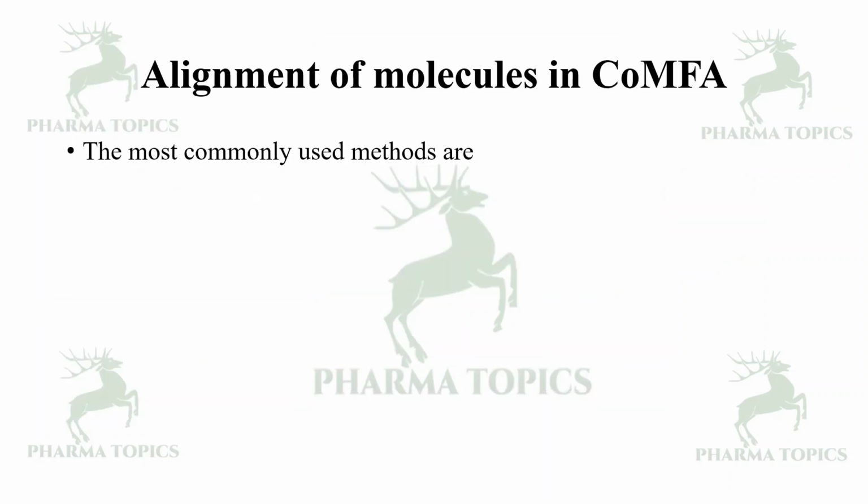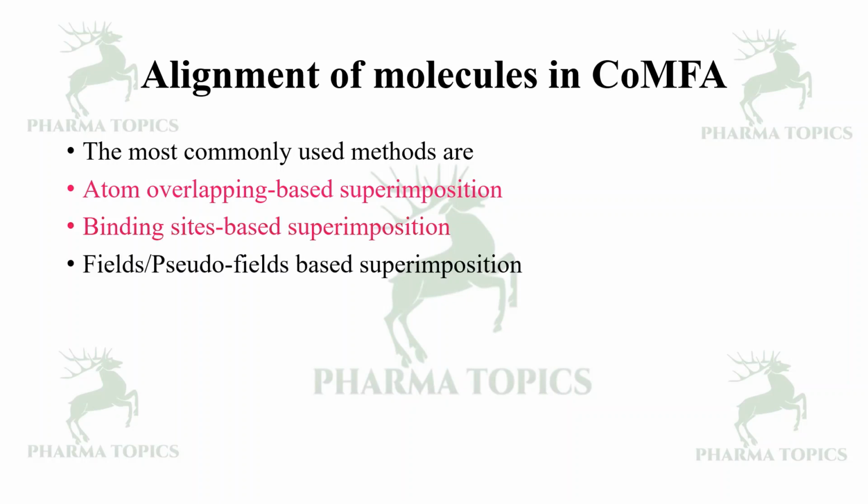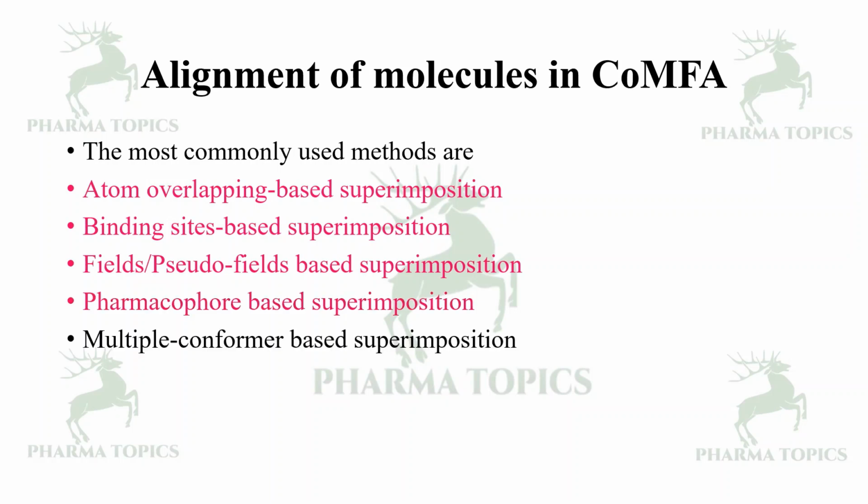Let us see the alignment of molecules in CoMFA. The most commonly used methods are atom overlapping based superimposition, binding site based superimposition, fields or pseudofields based superimposition, pharmacophore based superimposition, and multiple conformer based superimposition. So these are the alignment procedures which are used in CoMFA.